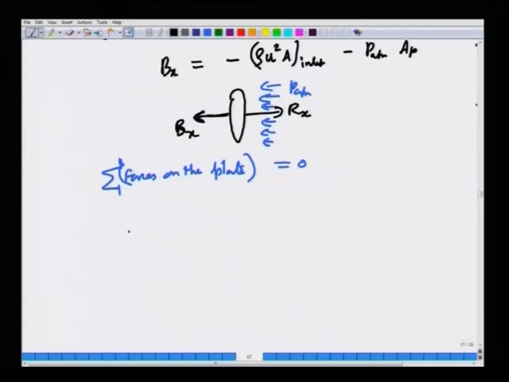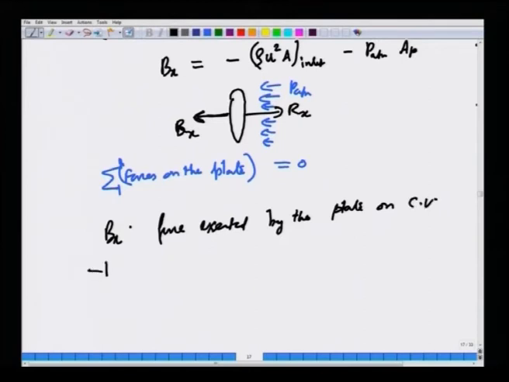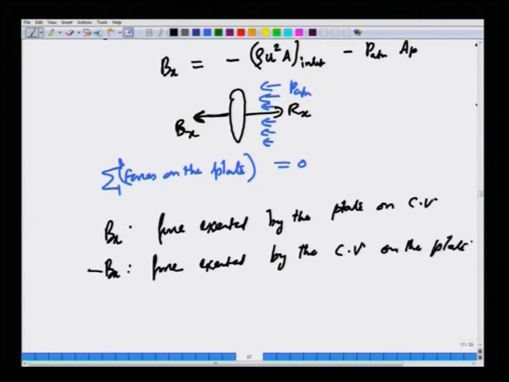Okay. So, let me explain this carefully. B x is the force exerted by the plate on the CV. So, minus B x is the force exerted by the CV on the plate by Newton's third law of motion. So, minus B x minus P atmosphere A p, because that is acting in the minus x direction, plus R x. We do not know what is the sign of R x, whether it is positive or negative, it will come out naturally from the problem.